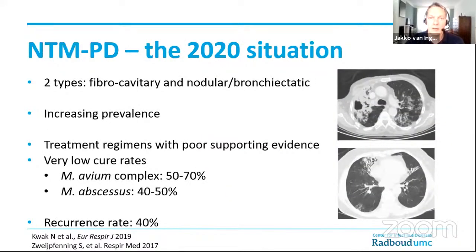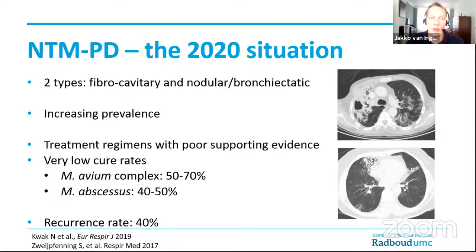Okay, we start with the disease and where we are in 2020. Now, obviously, the 2020 situation is not NTM, but is COVID. I realize that. But I do think there's a couple of things that we need to state about NTM pulmonary disease in particular, where are we at the moment?